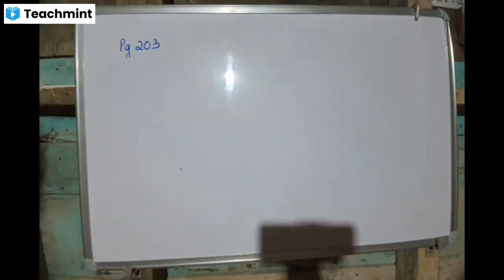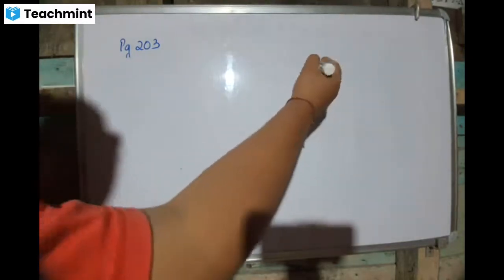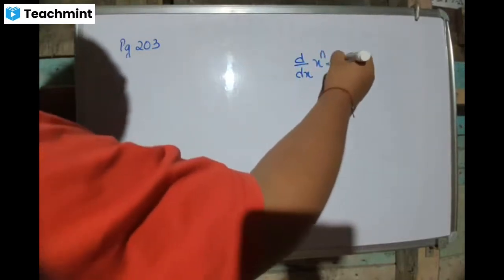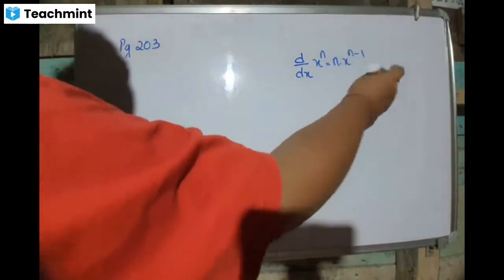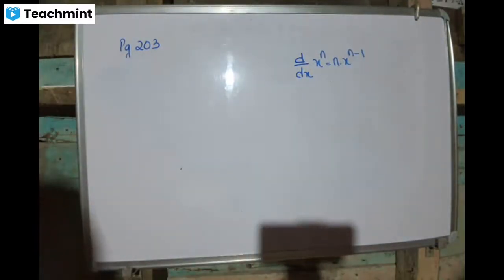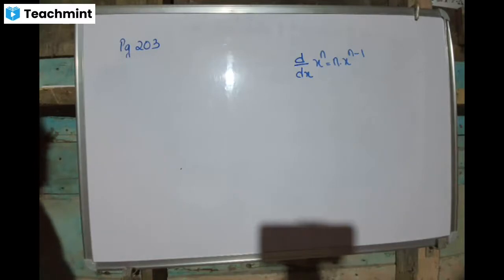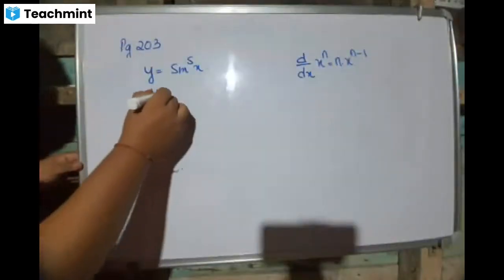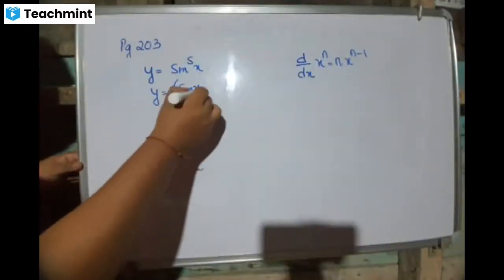The formula that I am using is d by dx of x to the power n equals n times x to the power n minus 1. This is the first formula, and it is applicable for an algebraic function: if the power is a constant, the base has to be x. If the base is x, the power comes in front and you subtract 1 from the power. That is the formula. But if the power is a constant and the base is not x, sine to the power 5x can be written as sine x to the power 5.